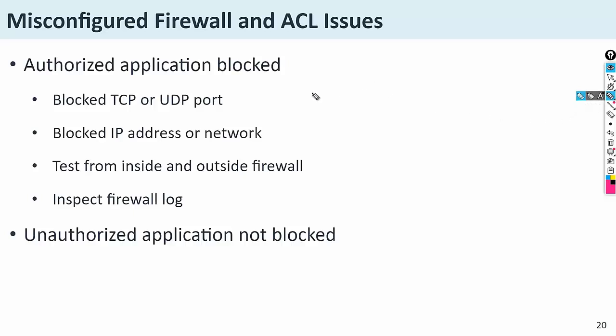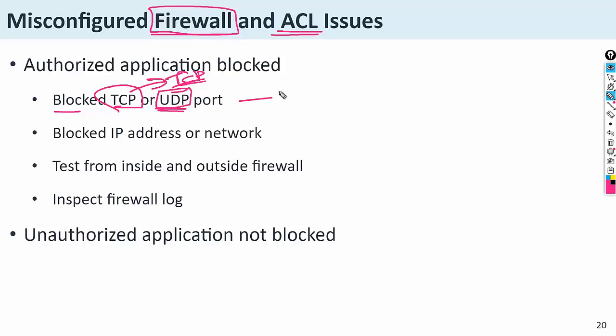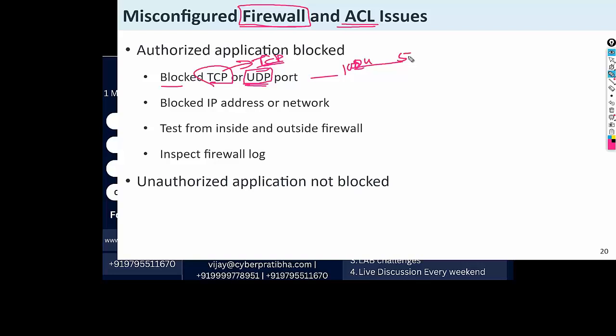Other possibilities in a network are misconfiguration of the firewall or its rules, the access control list. So what are the misconfigurations? Misconfiguration like blocking TCP or UDP: you want to block the UDP port, but by mistake you have written TCP, so the TCP port will be blocked. Or if you want to block port numbers from a range and you have provided the range 1024 to 5000, all the ports are blocked.